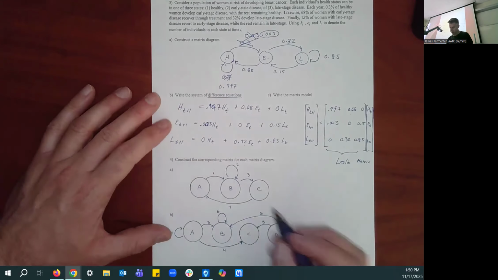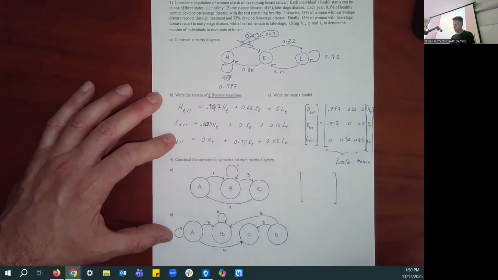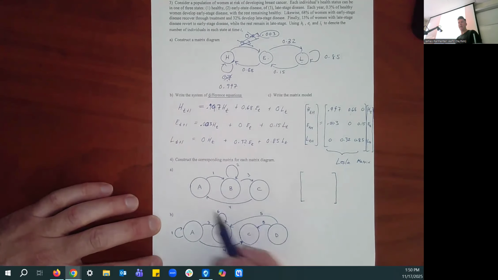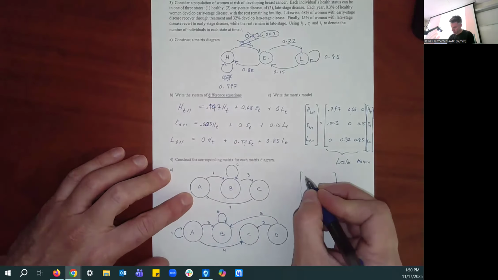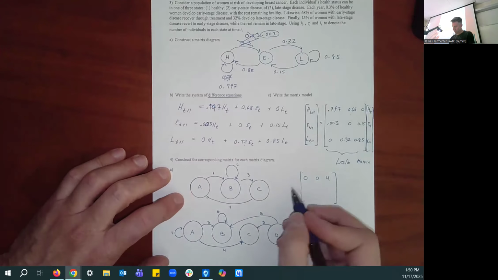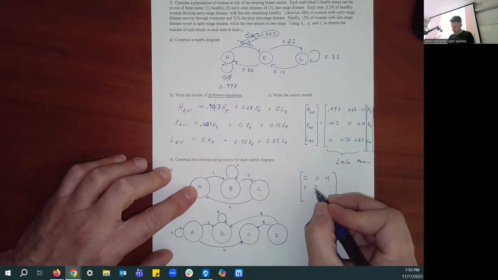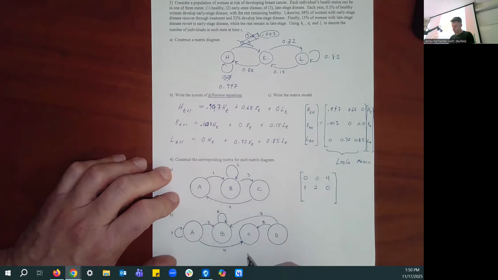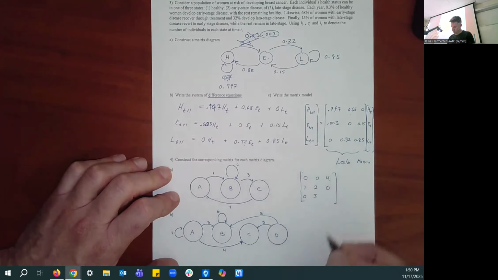So let's construct one of these matrix diagrams. This is the part I've never been good at, to be honest. So the first row should be what's going into A. So what's going into A is 4 times C. So 0 times A, 0 times B, 4 times C. The second row should be what's going into B. 1 times A, 2 times B, 0 times C. The third row should be what's going into C. No A, 3B, no C.